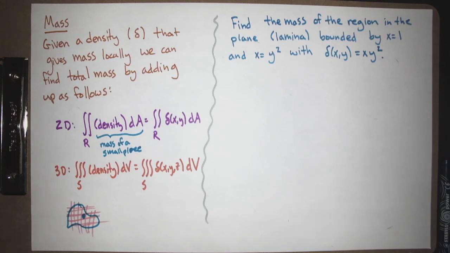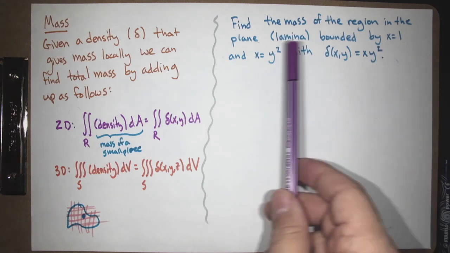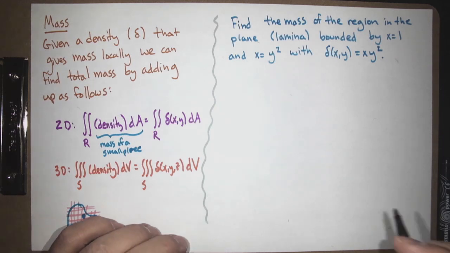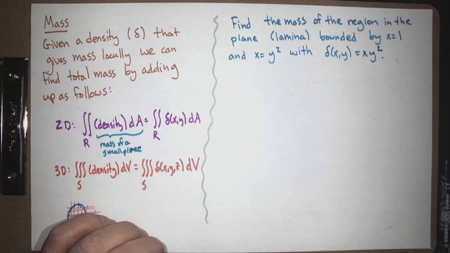Find the mass of the region in the plane, and sometimes you'll hear the word lamina. So if you ever see a problem that says lamina, it just means a flat 2-dimensional shape. That's what it is. So if you see lamina, 2-dimensional shape. And we're bounded by x equals 1 and x equals y squared.